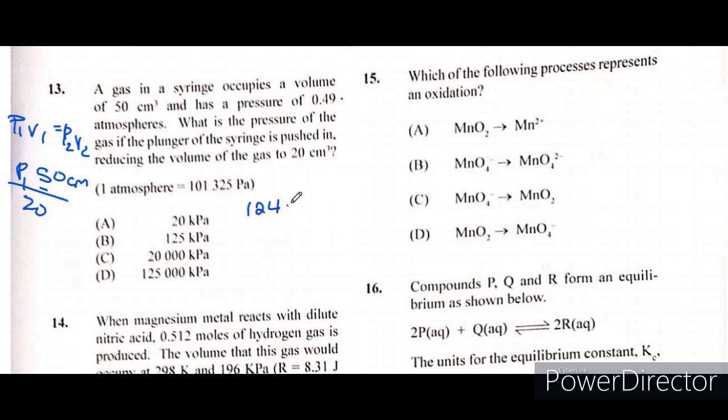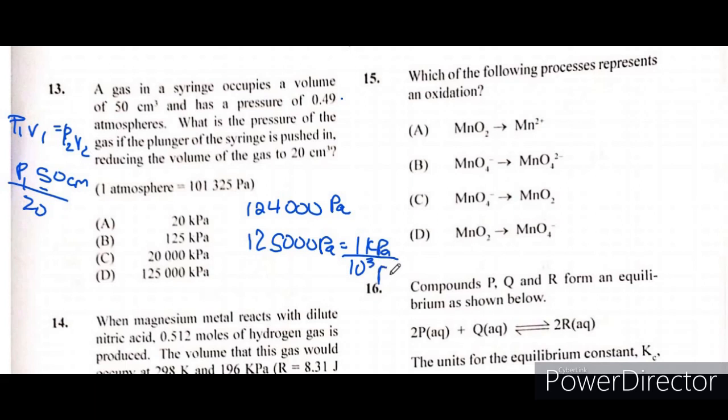124,000 pascals. We want the answer in kilopascals. Oh, I forgot to round it, I'm sorry, but it's 125 kilopascals, because 125,000 pascals is equal to 1 kilopascal over 10 to the 3 pascals.